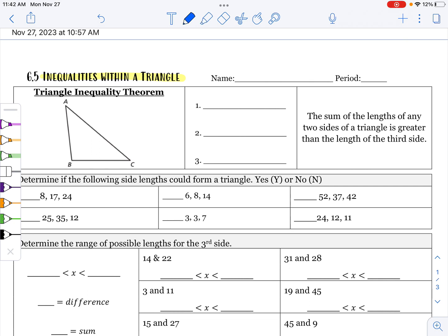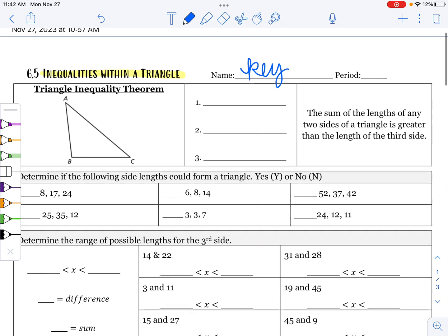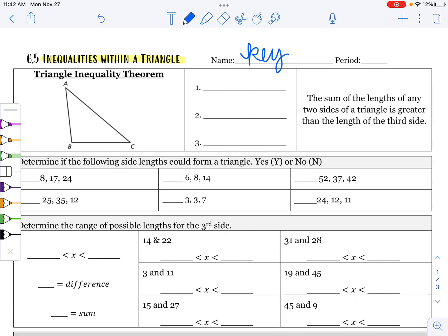All right, so here's our lesson for today. After we have done our Desmos activity in class, you probably already know most of these ideas. You probably figured them out and discovered them on your own. But today we're looking at inequalities within a triangle.